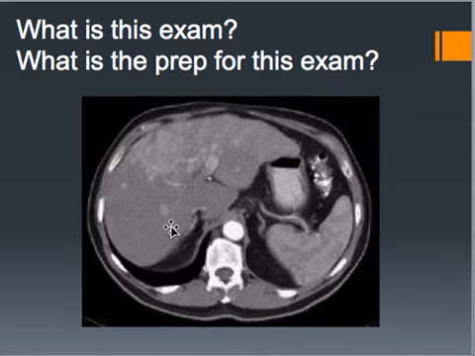What is this exam? So first we need to figure out what it is, and then we can figure out what the prep is. So this is an abdominal CT. It's an axial slice, so we know it's either a CT or an MRI. But we can see here that there's the liver right here. An MRI tends to have a little bit more detail. So this is an abdominal CT. And the prep for that is, we're looking at the abdomen, so NPO for 8 hours prior. And pretty much anything involving the abdomen is going to be about 8 hours NPO.